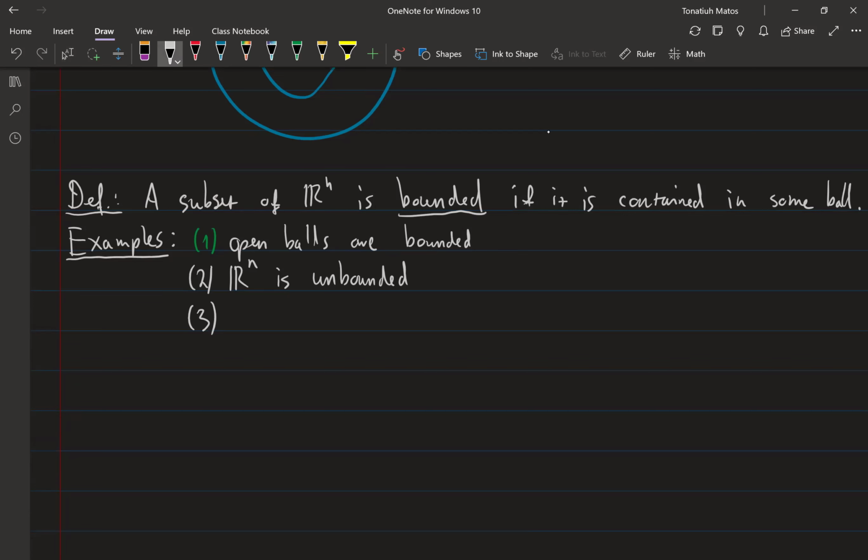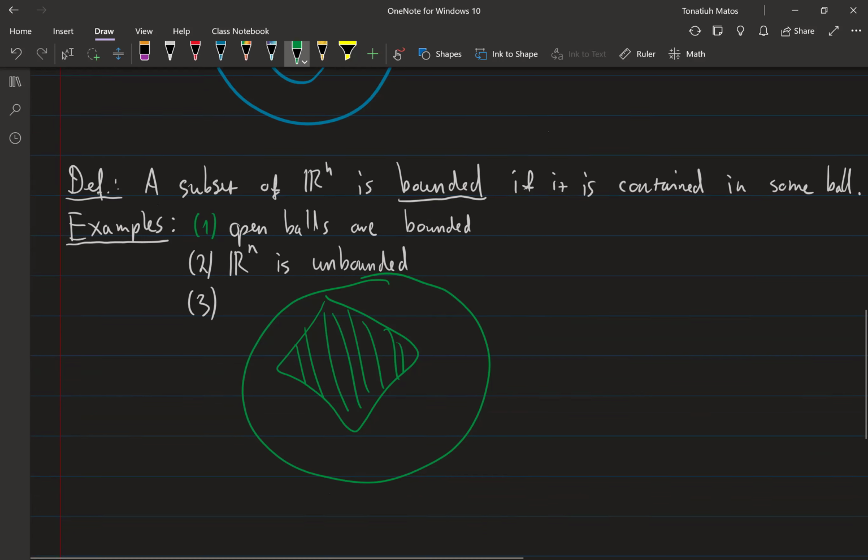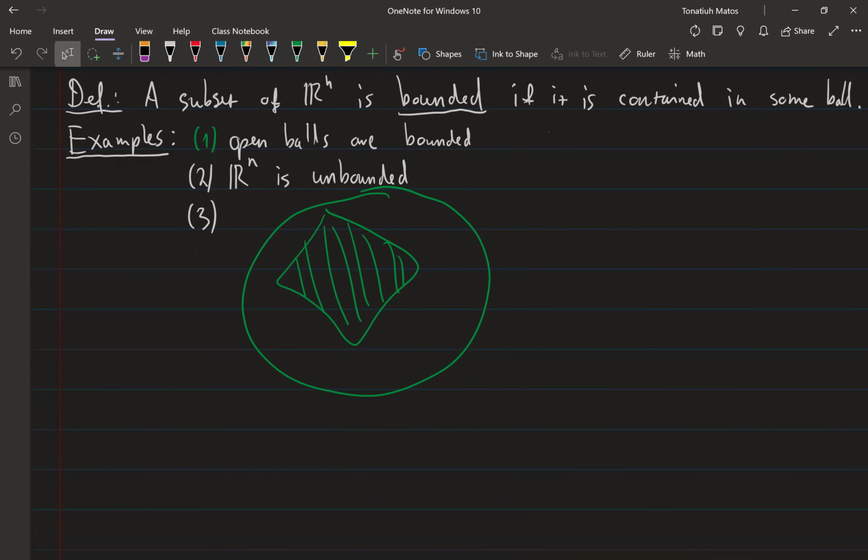Another example, I don't know, let's just make a sketch of something that is bounded. Maybe I'm giving too many examples, right? So this set is bounded because you can enclose it within a circle. Anything that you can enclose within a circle is bounded, and anything that you cannot encircle in this way is unbounded, right? I think this is pretty intuitive. Are there any questions with this so far, or does this make sense?